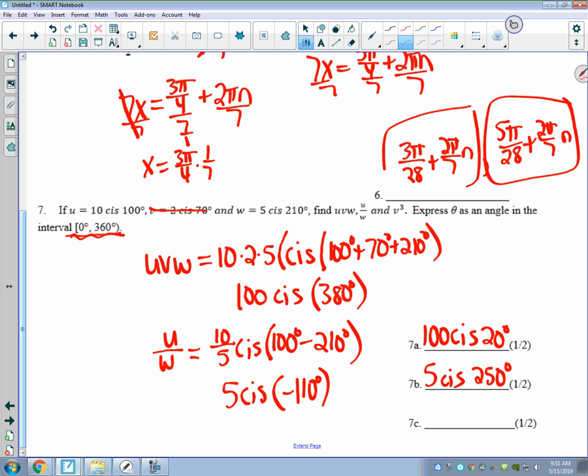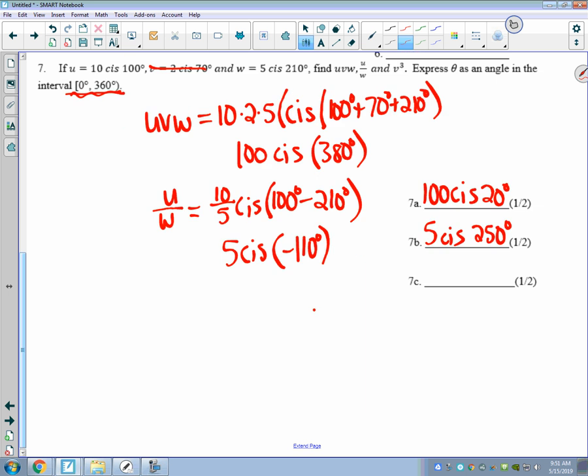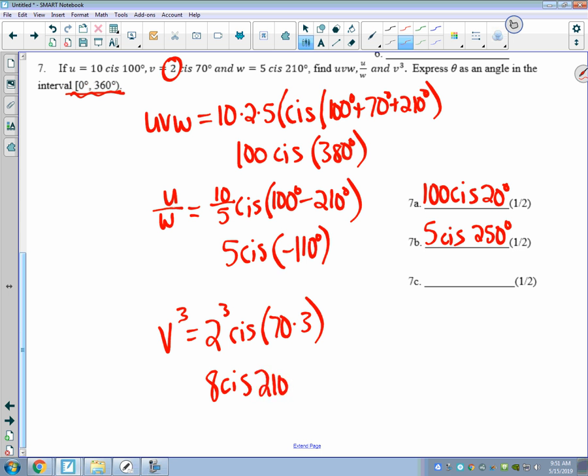And then the last one is De Moivre's theorem. De Moivre's theorem says if I'm going to take v to the third, I need to erase this now. I'm going to take r to the third, so 2 to the third, and then I'm going to take the angle times that power. So I'm going to get 8 cis. That's just 210, right?